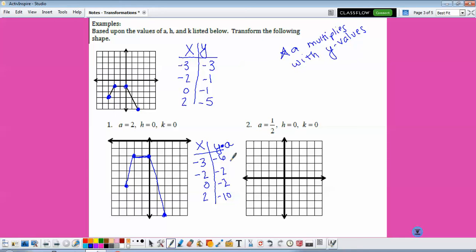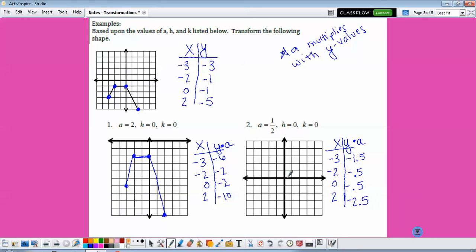That's right, it's going to shrink it. It's going to make it smaller. So again, I'm going to take my chart. My X's will stay the same as my original chart from up here. We're done with this problem, so we're not going to use this chart. So up here, -3, -2, 0, and 2. And then we're going to multiply the Y's by A, which is half. So half of -3 is -1.5. Half of -1 is -0.5. Same thing again. And half of -5 is -2.5.